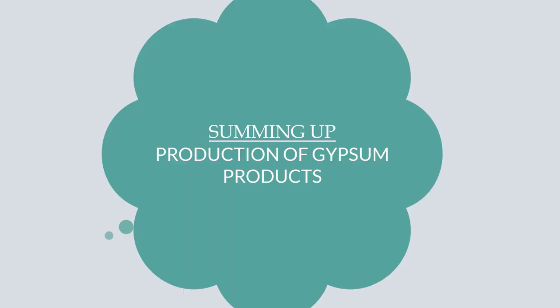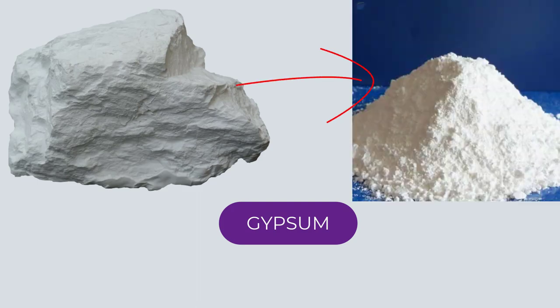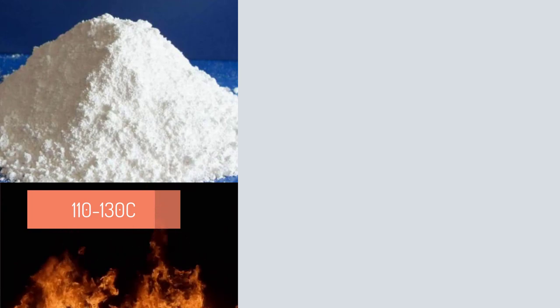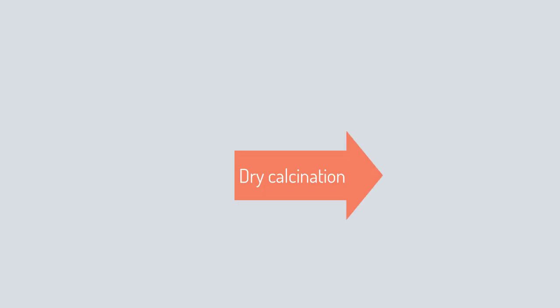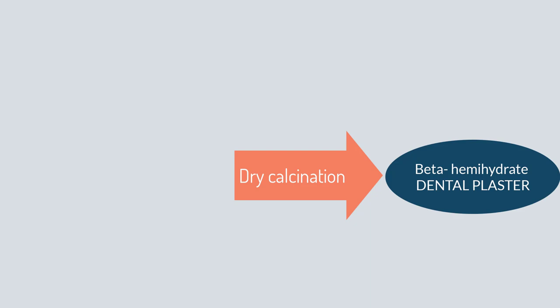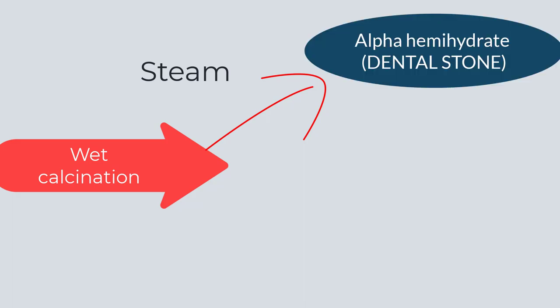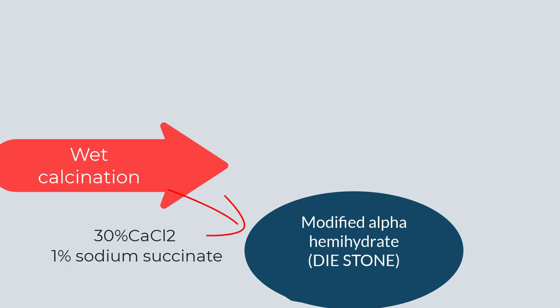So to sum up the process, first of all, we have the gypsum that is mined from the ores, right? And we have them in the solid form. So they are converted into powder form by using machineries. And then the powder is subjected to heat at 110 to 130 degrees Celsius in a dry environment, which is called dry calcination. And we obtain a beta hemihydrate or dental plaster by the process of dry calcination. But when the calcination occurs in the presence of steam, then it's called wet calcination, and the product of wet calcination is alpha hemihydrate, right? That's the dental stone. And in the wet calcination, if you add some chemicals such as calcium chloride or sodium succinate solution, then it's a modified alpha hemihydrate or a modified die stone.